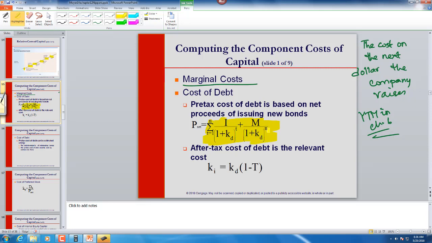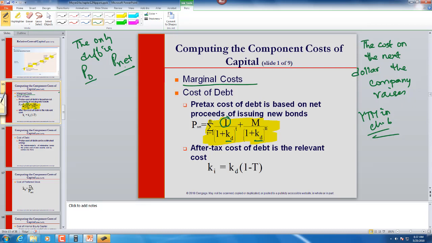There is no change at all. If you remember right, this is the coupon payment. This is the cost of debt before tax. Present value of coupon payments on one side, I mean, on the first part of the equation, the present value of the future maturity amount on the other side. The only difference is, instead of calling it PO, we are calling it P net. Now, why this difference? And I'm going to come to that right now.